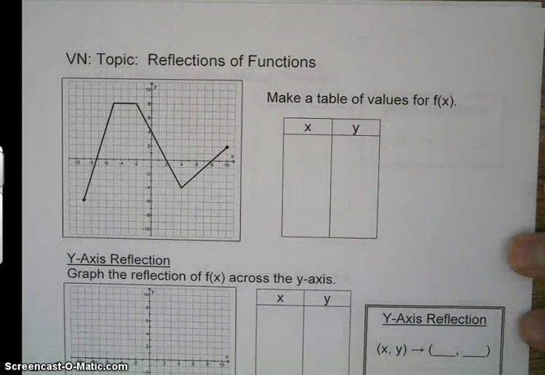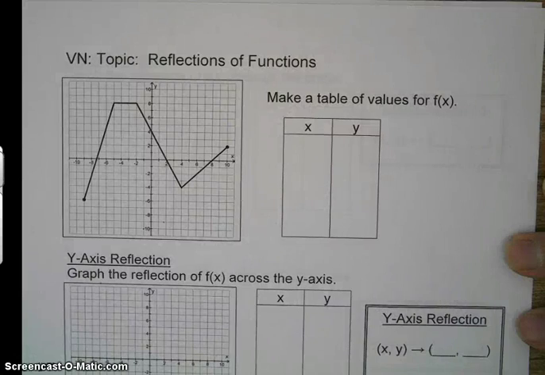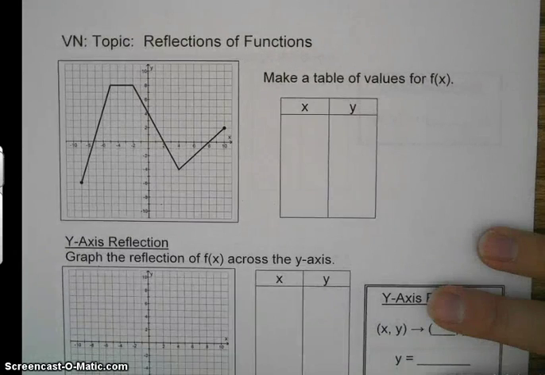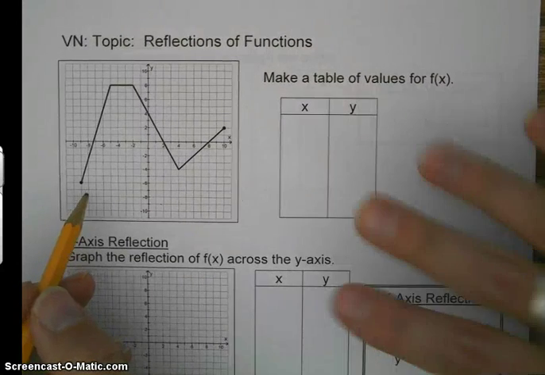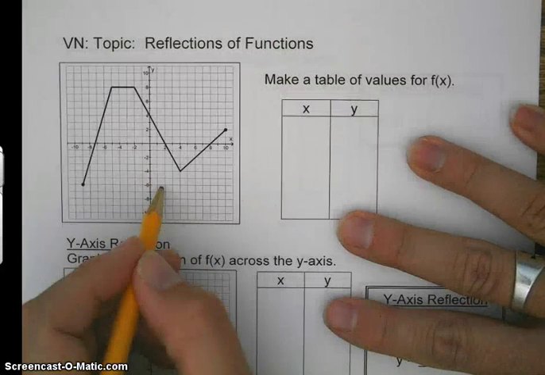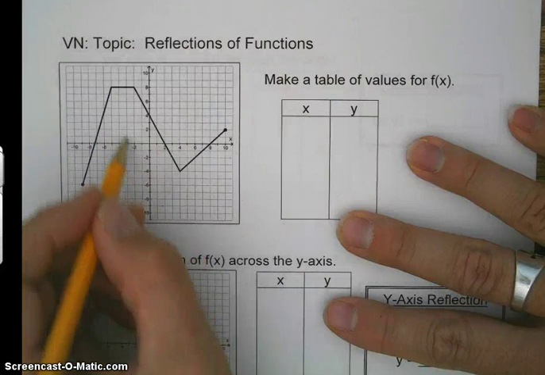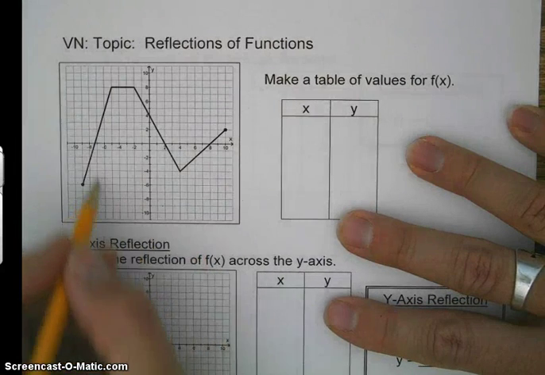So here we go, reflections of functions. So we have a function here. How do I know it's a function? Remember, it passes the vertical line test. It only touches it in one place when I draw a vertical line.